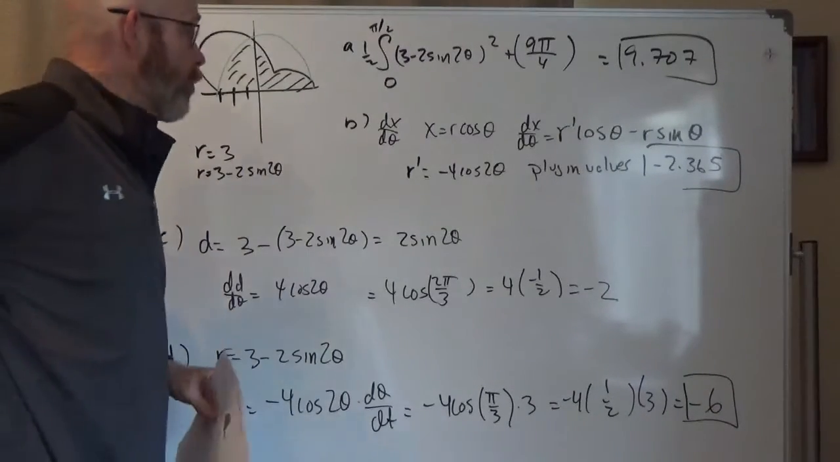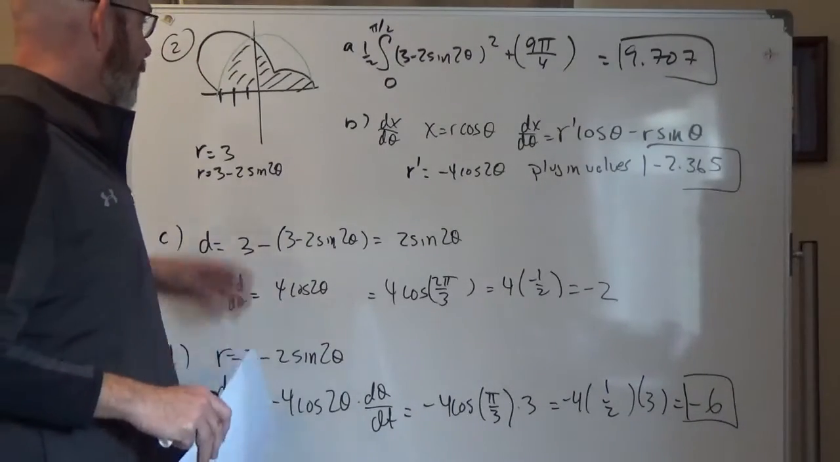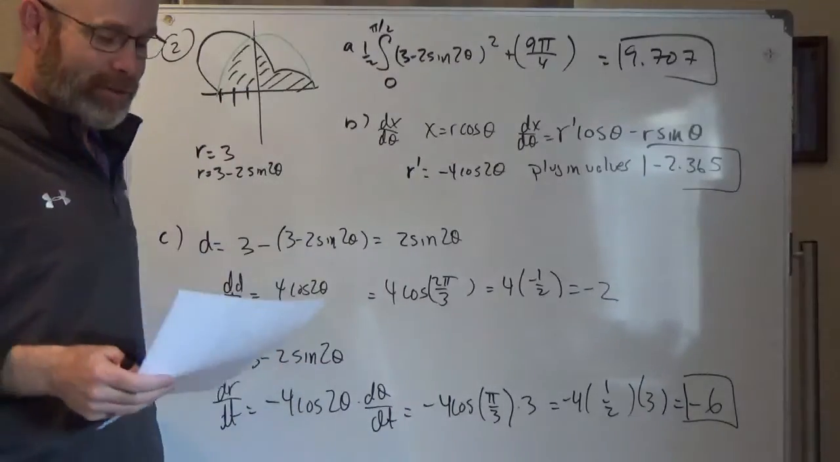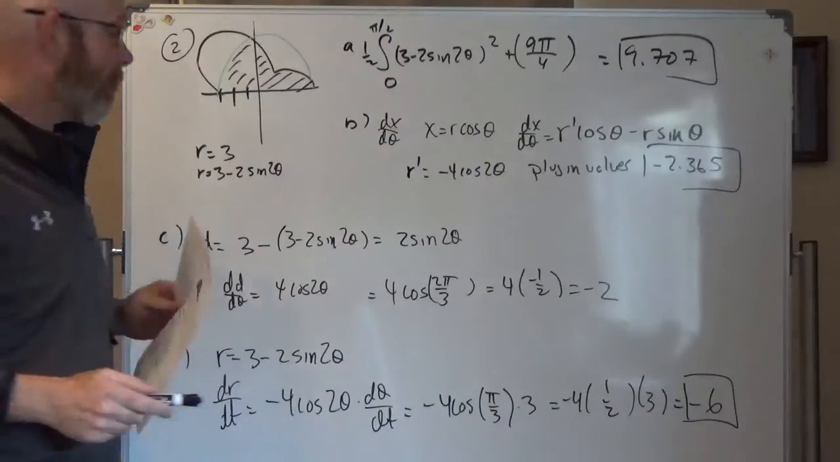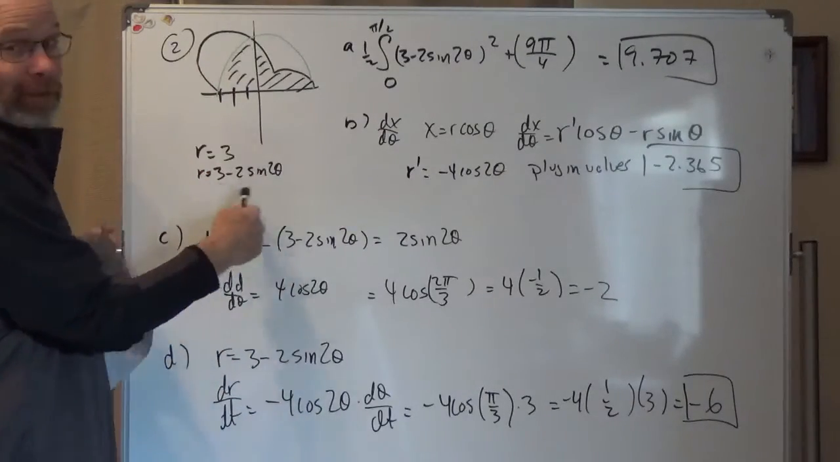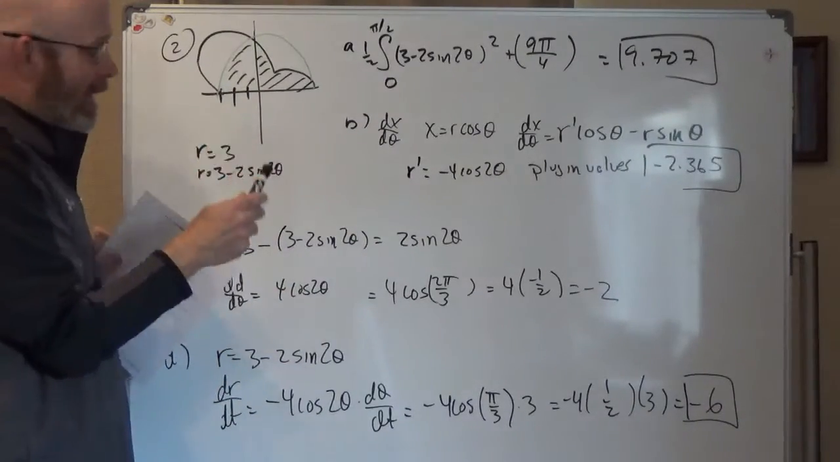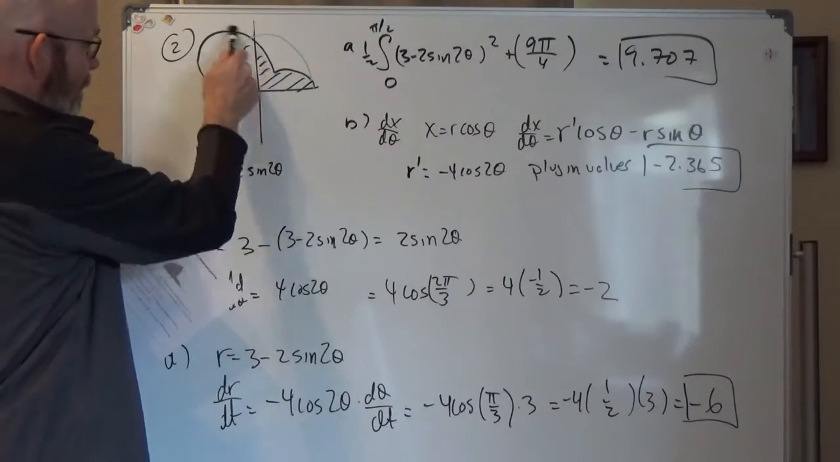Okay, problem number 2 on 20A. I'm sure you guys are all excited. Polar curves. Been a while since we've seen polar curves. We got this circle, r equals 3. And we got another weird polar curve we've never done before, but they graphed it for us, so it doesn't really matter. It's r equals 3 minus 2 sine theta.